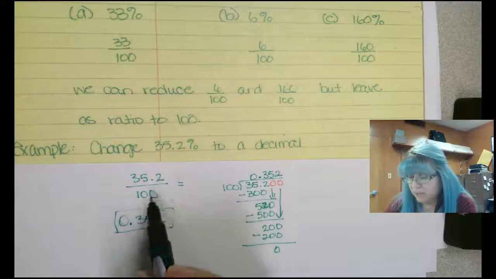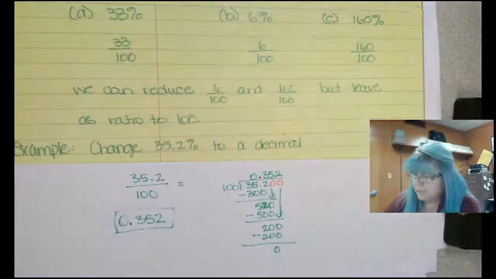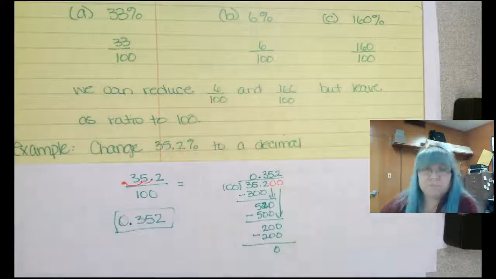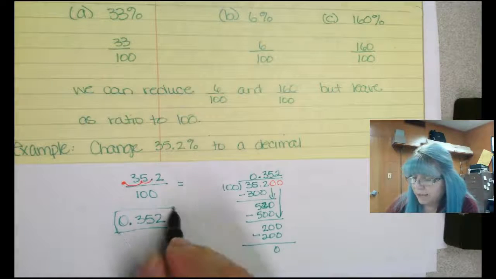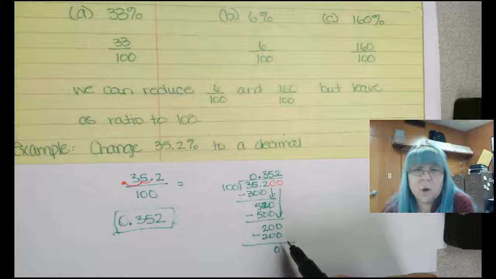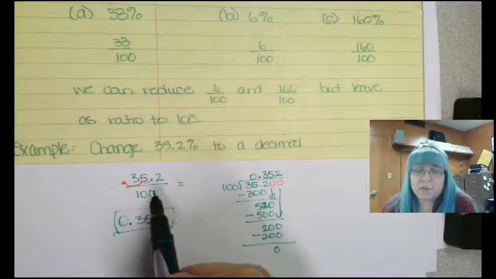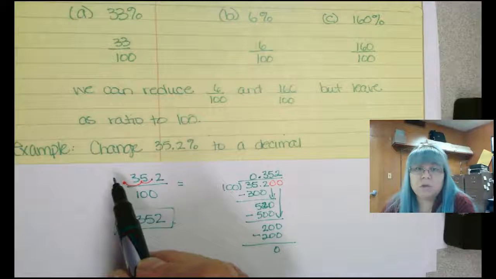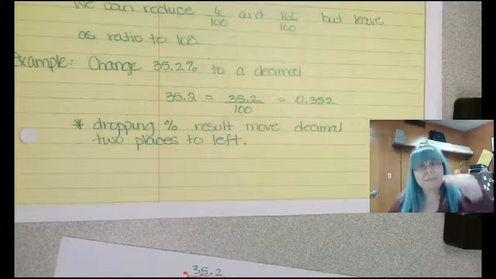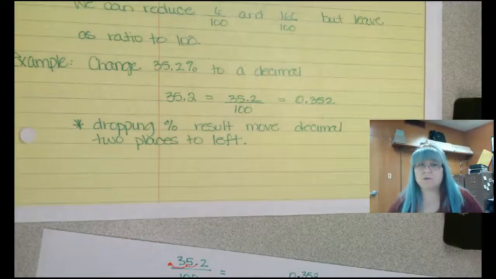In other words, when we divide it by 100, we move this decimal 2 to the left. 2 to the left, and we will get our answer. So either do the long division by dividing by 100, or we can be a little bit quicker and move the decimal 2 spaces to the left. Okay. So when we drop that percent symbol, move the decimal 2 places to the left.